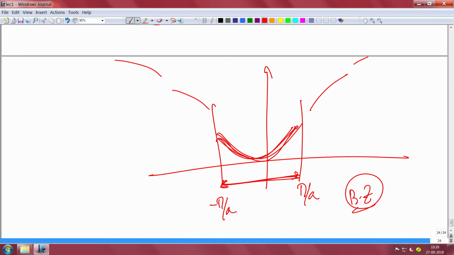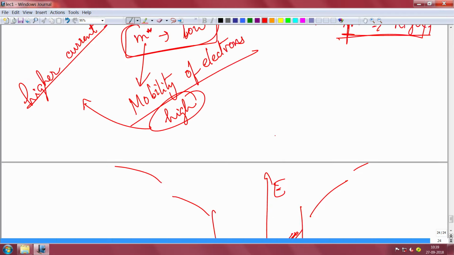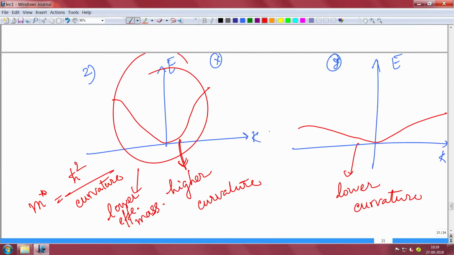So, I told you the curvature of this E-k diagram, very importantly, basically captures the effective mass of the electron. It is not exactly a parabola, it is a slightly distorted parabola, but close to 0 it is still a parabola, and the effective mass can be derived from the second derivative. So, that we know, and the effective mass has a huge role to play in how you design the devices.